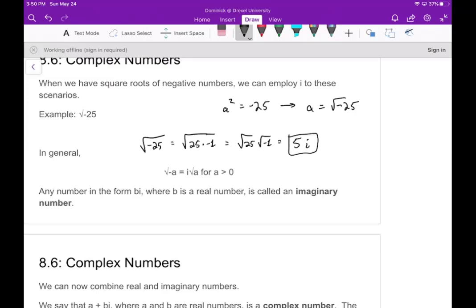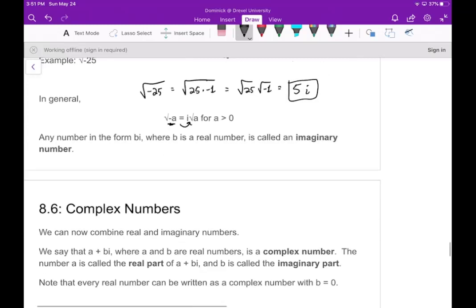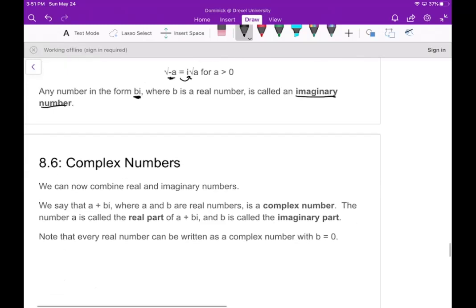Right? And that's generally the idea here. If you have a negative inside of a square root, you want to take an i out front, and then you can make that square root positive again. Now, of course, if you have any number times i, this is called an imaginary number. So far, everything that we've looked at before has been a real number. This is now venturing outside of the real numbers, and this is where you now have imaginary numbers.